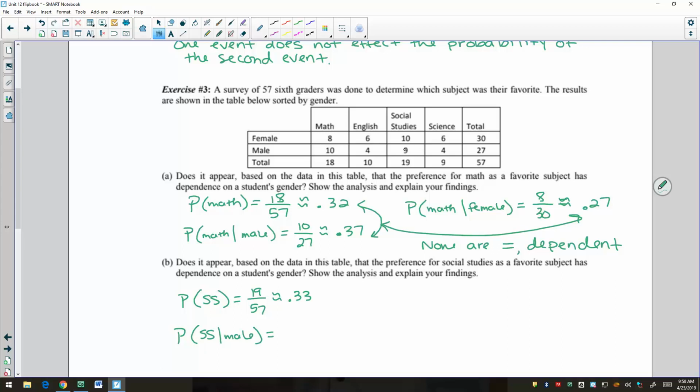Social studies was 9 out of 27, which, if you can do that mental math in your head really quickly, is 1/3, which is approximately 0.33 again. So far it looks like it is independent.